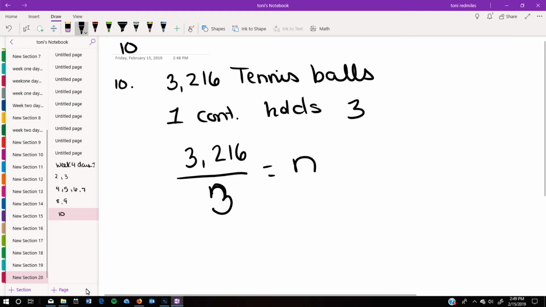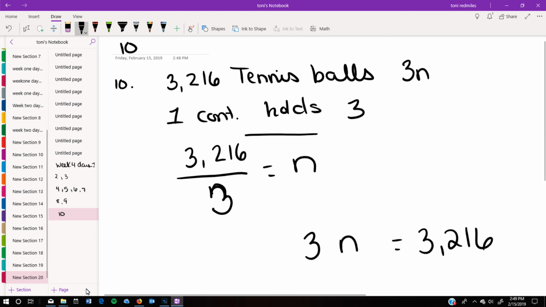But what you could have said is 3,216. That's my total amount, so it's what my equation equals. 3 balls go in each container, but I don't know how many containers I have. So 3n equals 3,216. That's kind of where I want you to go with writing these equations because they're algebraic. The other is just a rational expression. I want these to be algebraic.